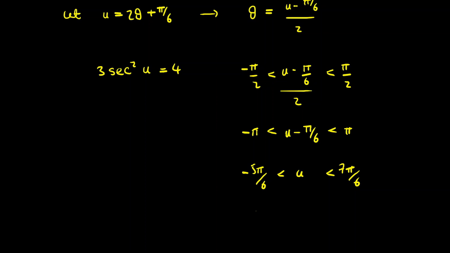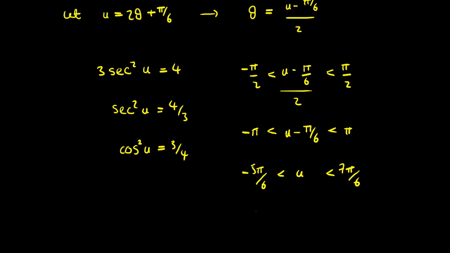So actually what we're trying to do is solve this equation within this domain. We've converted the problem from a problem with theta to a problem with u. Now, we're going to try to make this a bit better as well. So sec squared u is equal to 4 upon 3. And hopefully we should know that sec is the same thing as 1 divided by cos. So cos squared u will be equal to 3 upon 4, right? So if I just flip it.